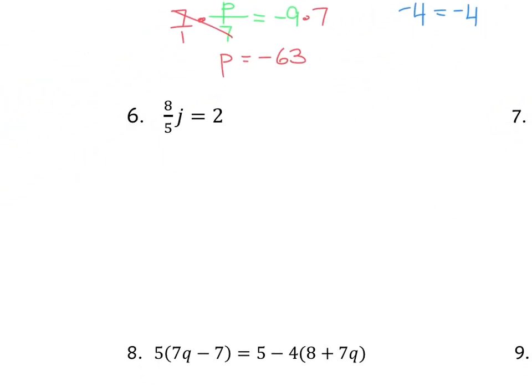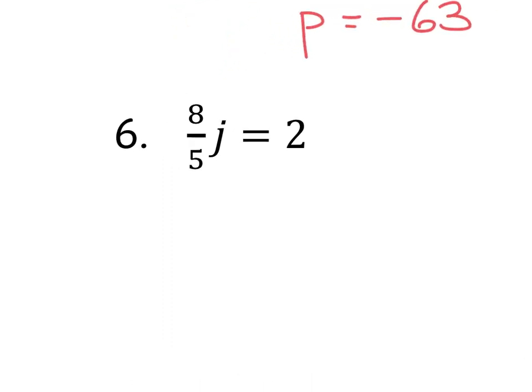All right, for number 6, we have 8/5 j equals 2. If you remember, yesterday I said, okay, we have 8/5 times j. A lot of students want to divide by 8/5, and then you get what is called a complex fraction over here on the right side, and a lot of times that causes a bit of confusion. So, if you recall, I said rather than doing that, let's multiply by the reciprocal of the fraction. The reciprocal of 8/5 is 5/8. You flip the fraction, that's how you get a reciprocal.